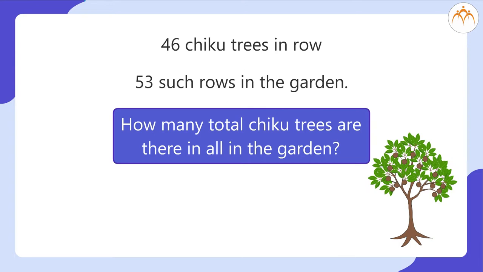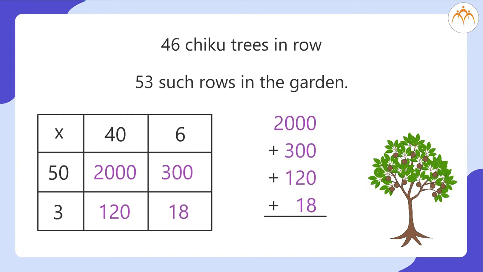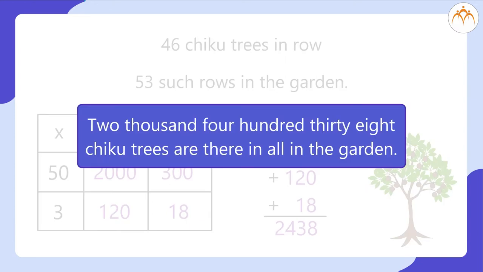Okay, now let's see. 50 multiplied by 40 is 2000. 50 multiplied by 6 is equal to 300. Now, 40 multiplied by 3 is equal to 120 and 3 multiplied by 6 is equal to 18. In all, 2000 plus 300 plus 120 plus 18 equals 2438. 2438 chiku trees are there in all in the garden.